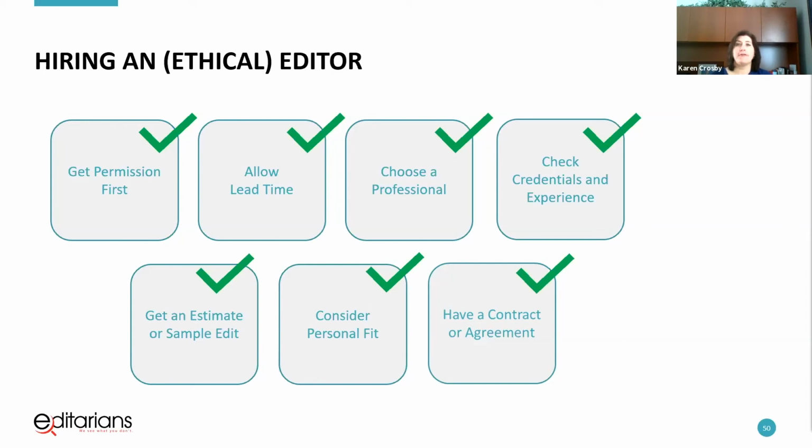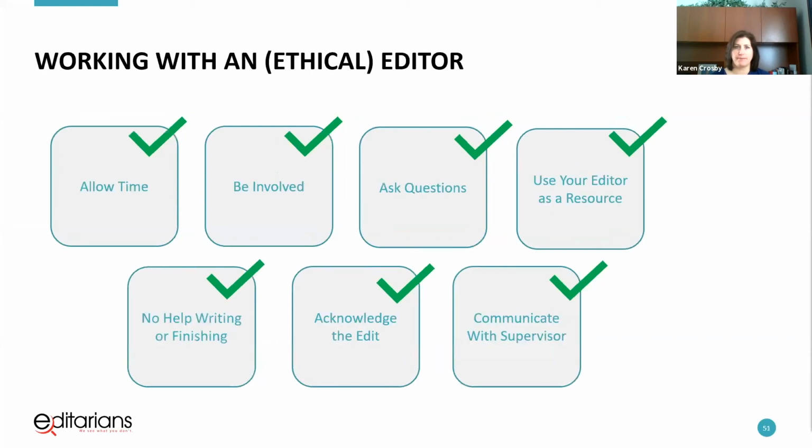Most editors will give free estimates. Some will give free sample edits. Get estimates from a few people and pick the one you like the best. Choosing an editor is much like choosing a supervisor. You want to pick somebody you're going to jive with, who's excited about your topic, and with whom you can work closely as you near completion. And once you've picked that person, you should look for terms of service or an agreement of some kind that outlines in writing who is responsible for what.